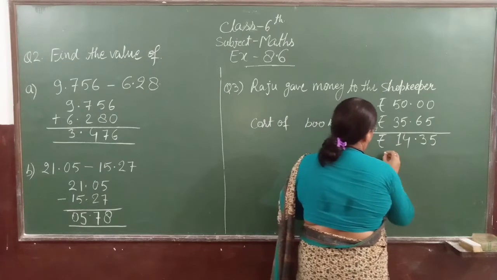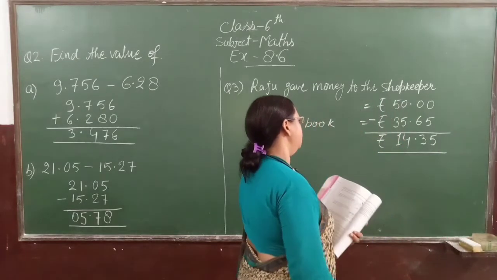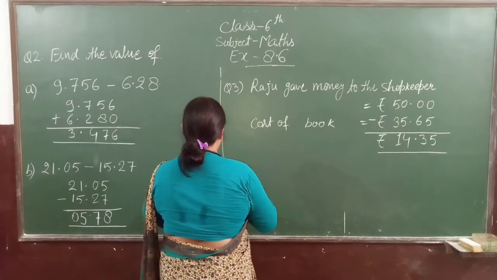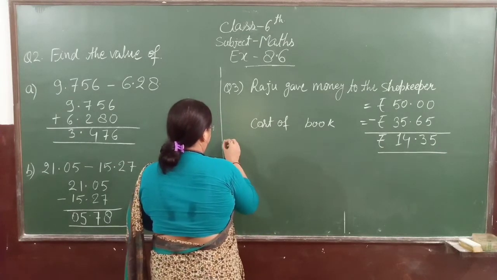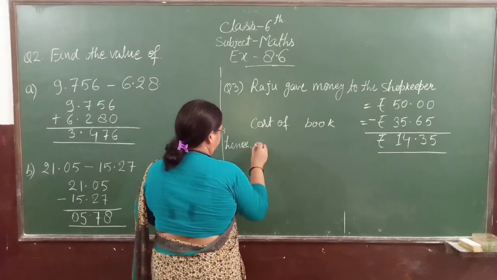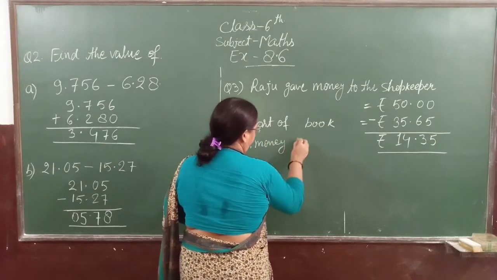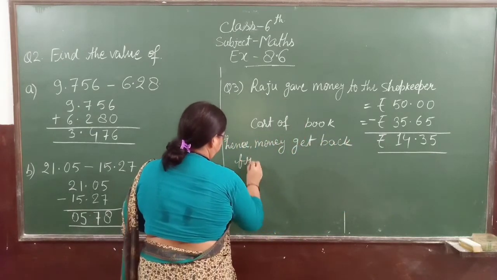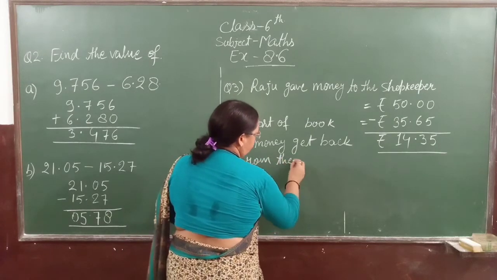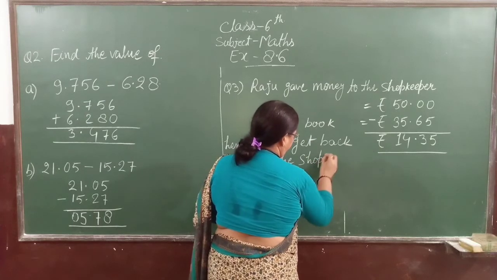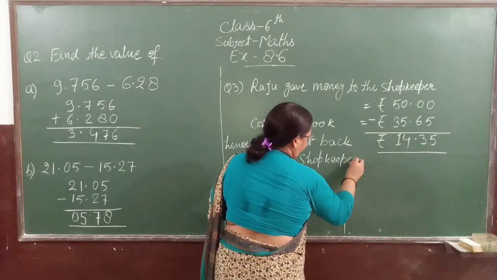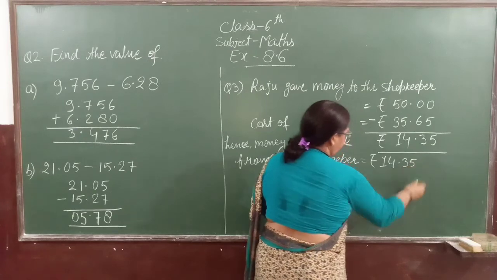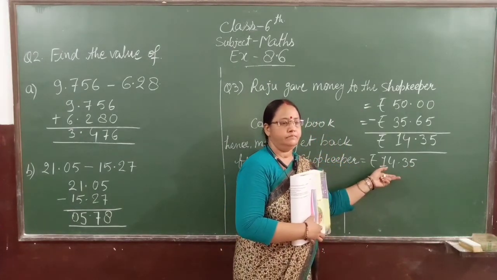That is 14.35. Hence the money he gets back from the shopkeeper is rupees 14.35, which means 14 rupees 35 paise.